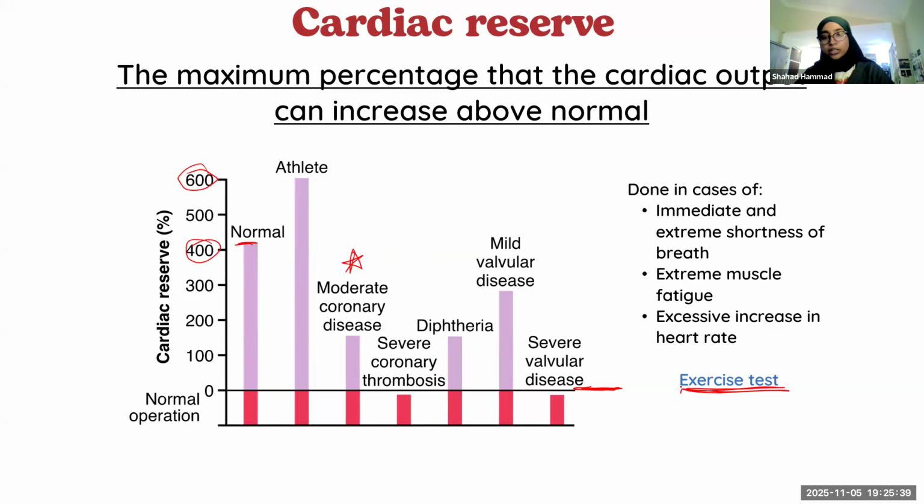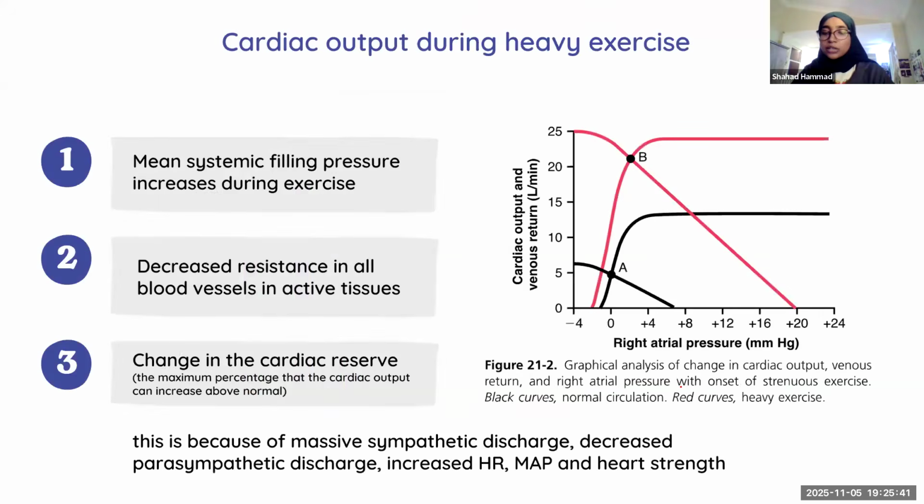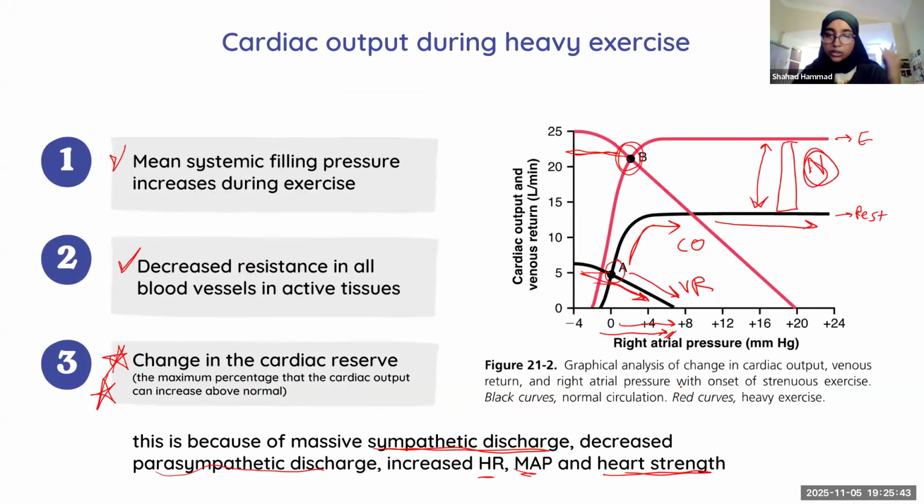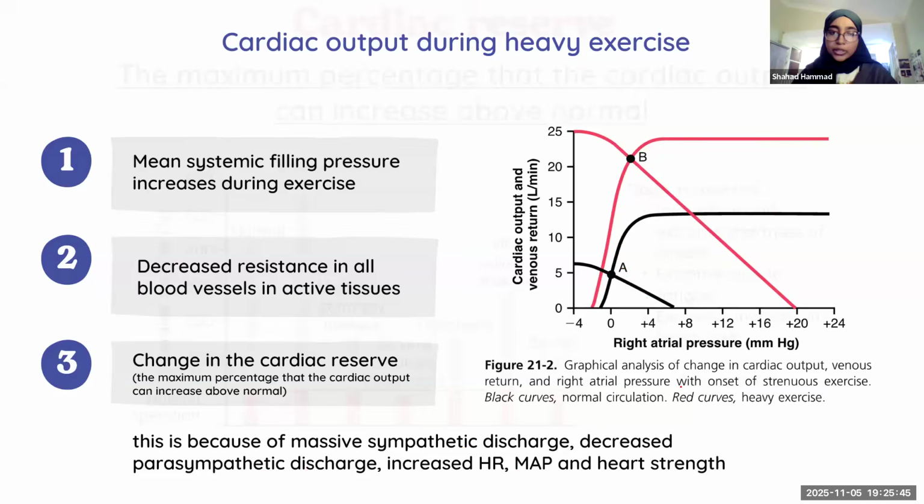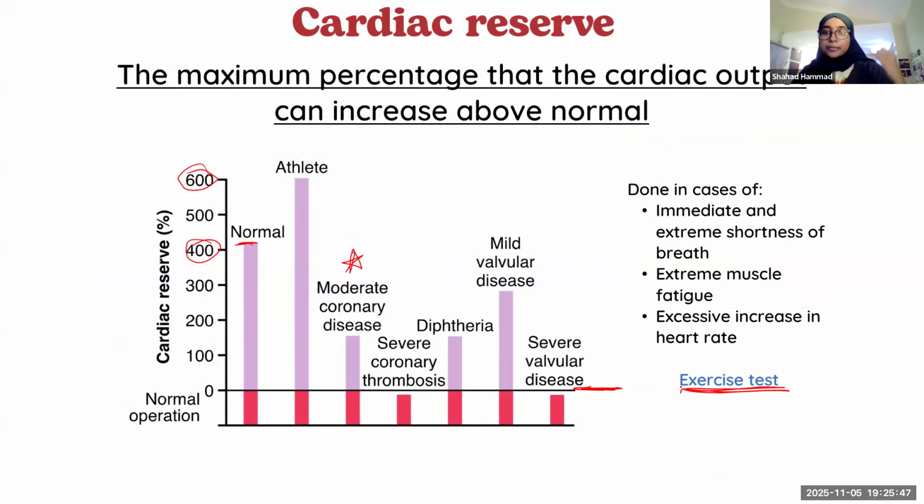The important point here is that you need to know that the cardiac reserve is the percentage that the cardiac output can increase above normal. Meanwhile, the cardiac reserve will decrease for patients with different kinds of heart diseases. Does this make sense? Cardiac output is equal to venous return. Yes, Riham, that is correct.